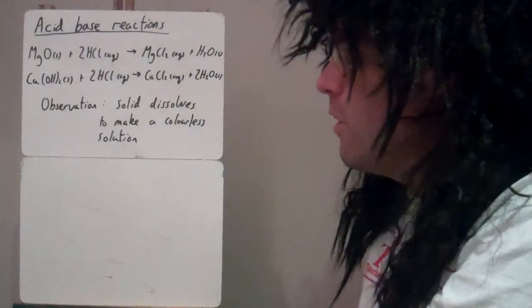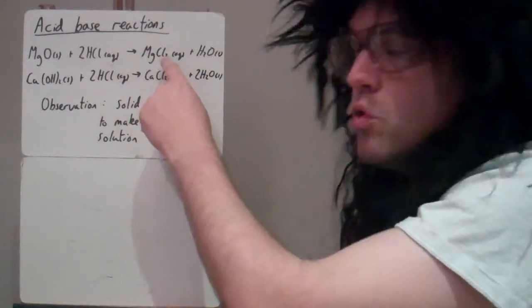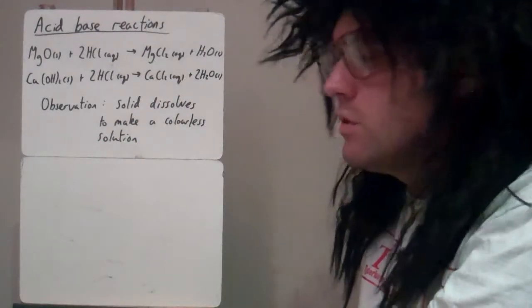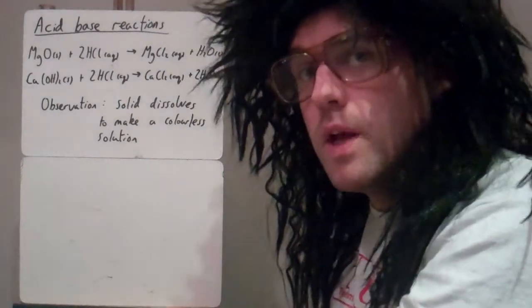Something to look out for when you're writing the equation and balancing it, because these are group 2 metals, is that you need 2 chlorines. Okay, so it's MgCl2, CaCl2, because chlorine's got a -1 charge. Group 2 metals have +2 charge.